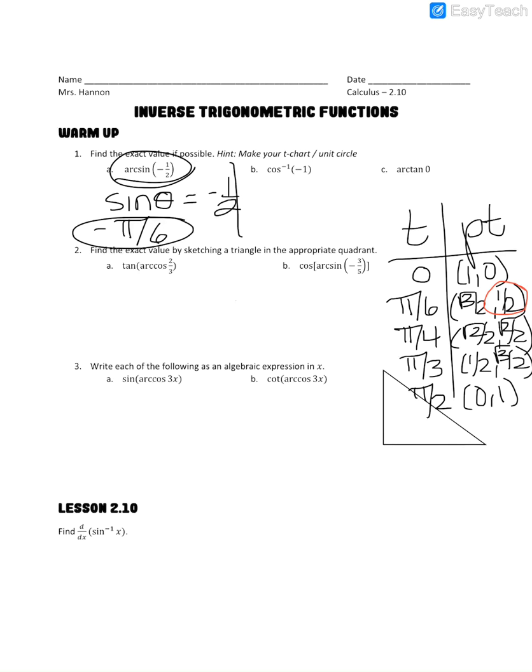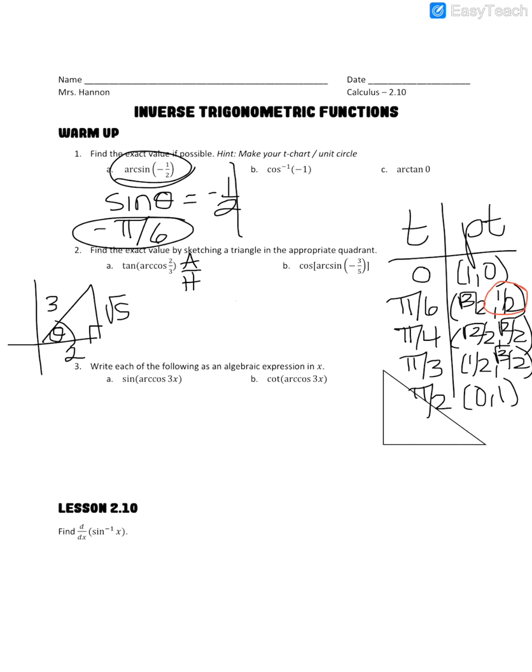So here we're finding the exact value by sketching a triangle in the appropriate quadrant. So on this one, since my cosine is positive, I'm going to be in quadrant 1. So the 2 quadrants for cosine are 1 and 2. Tan and sine are 1 and 4. Here I have cosine. So cosine is adjacent over hypotenuse. So I want my 2 here and my 3 here. Using Pythagorean theorem, I can find my third side, which would be radical 5.